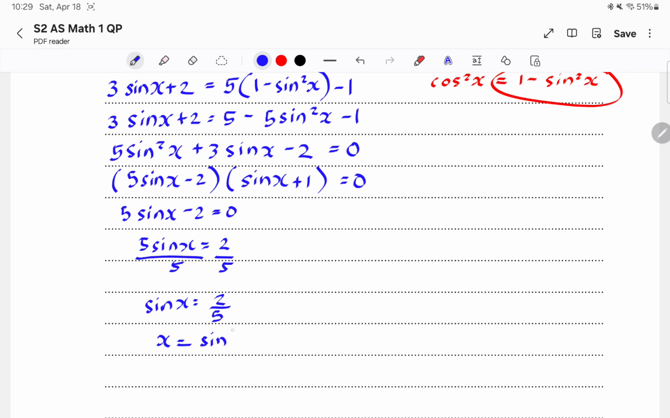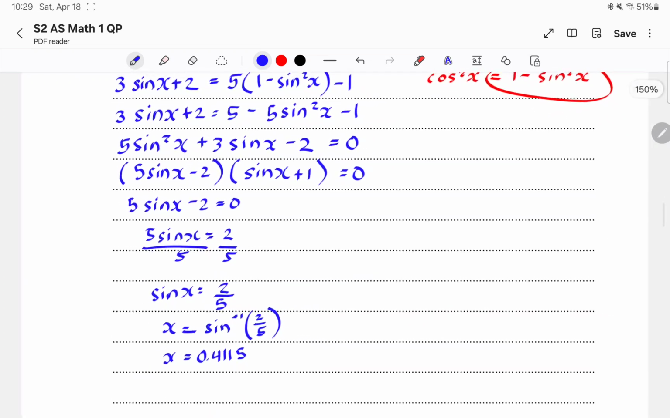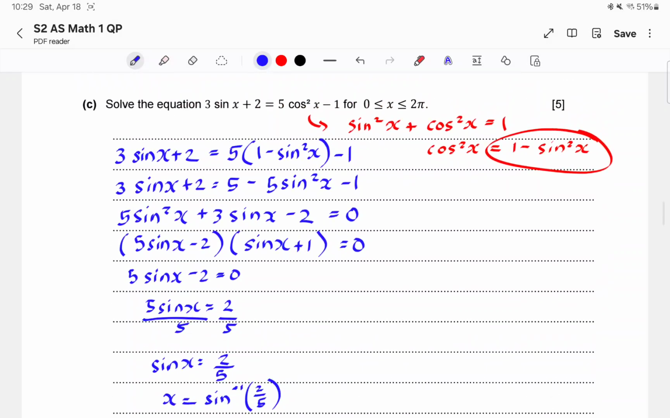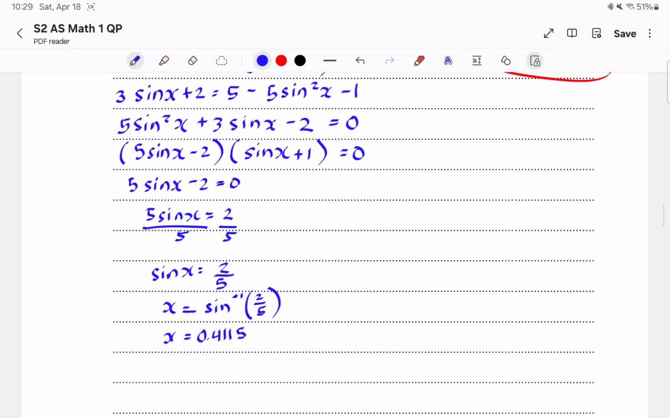Let's have arc sine of 2/5, and that will be equal to 0.4115. Make sure your calculator's in radians because we're working with a radian given. So that's the first solution. There might be some more, because we need until 2 pi, which means the whole picture of sine. And sine is positive, like the 2/5, in the first and second quadrants if we use the ASTC rule.